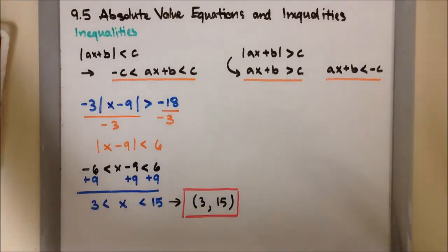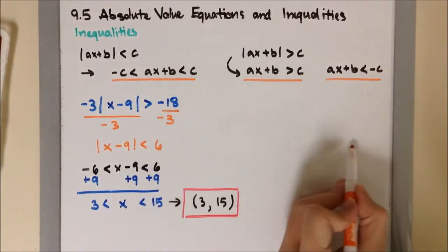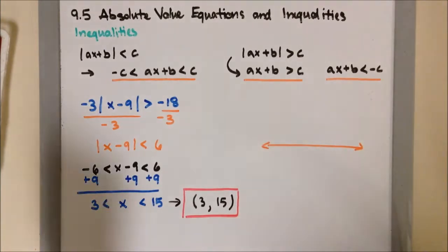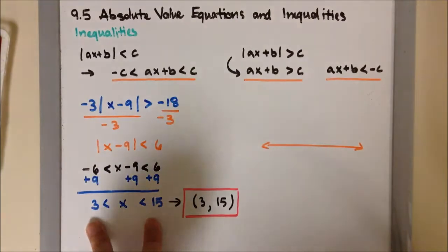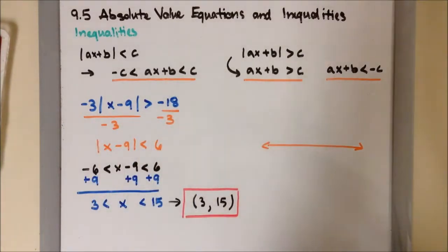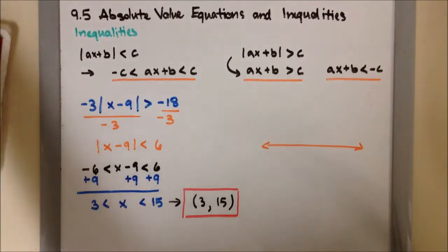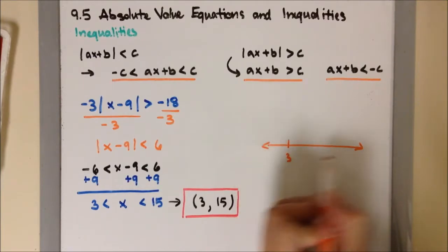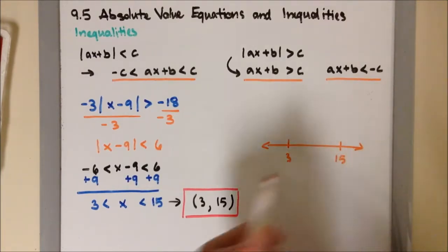Now, in order to graph this absolute value inequality, basically you look at our answer in inequality notation. You see how the x is between the 3 and the 15? So it's saying that any number between 3 and 15 is a solution to the original problem. So when we're graphing, I'm going to label my two numbers, which are 3 and 15, on my number line.